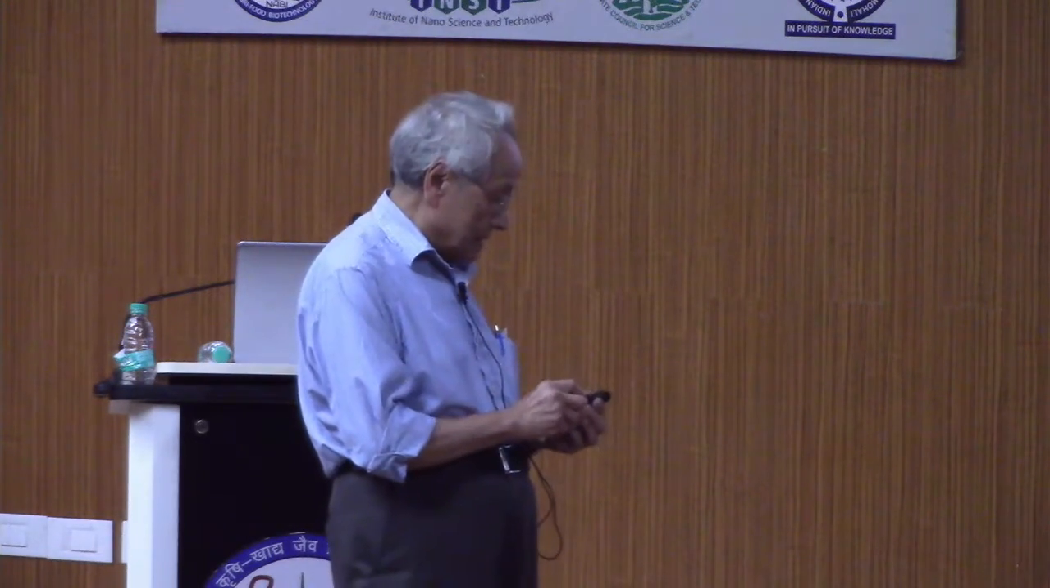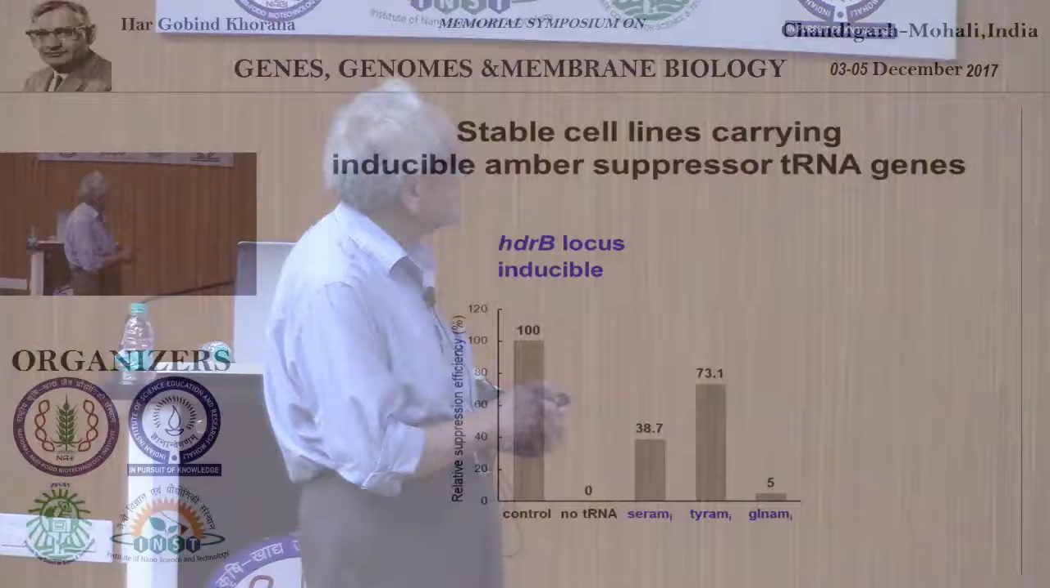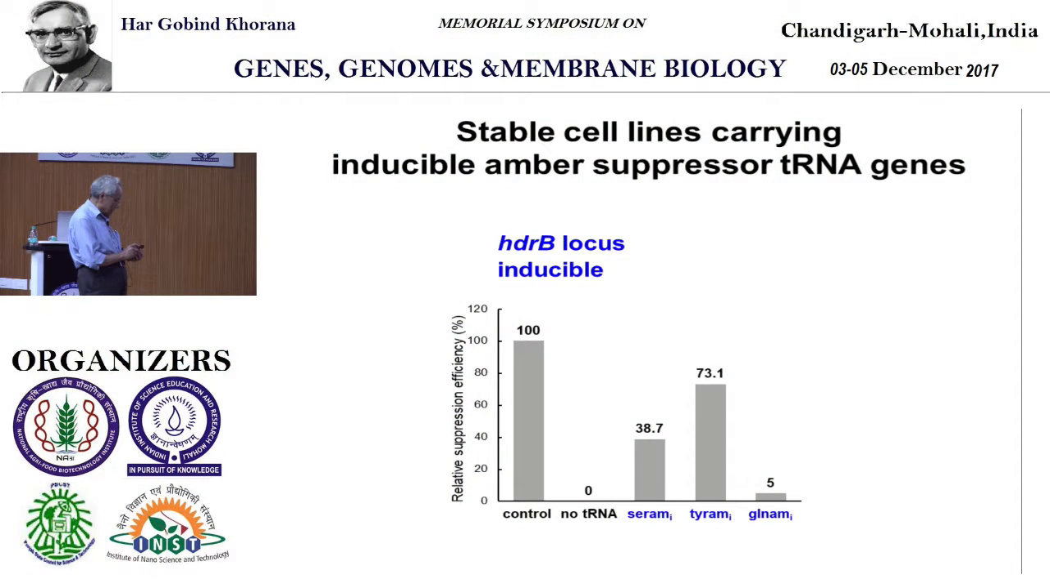And here I show the results. In an inducible system now, with serine we get 38%, tyrosine we get 73%. Glutamine happened to be an extremely poor suppressor. We got 0 results on the beta-gal locus, but here we're seeing suppression now. So even if you have a weak suppressor, you'll get suppression.